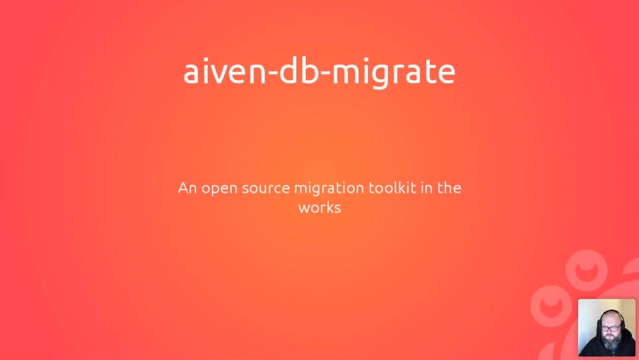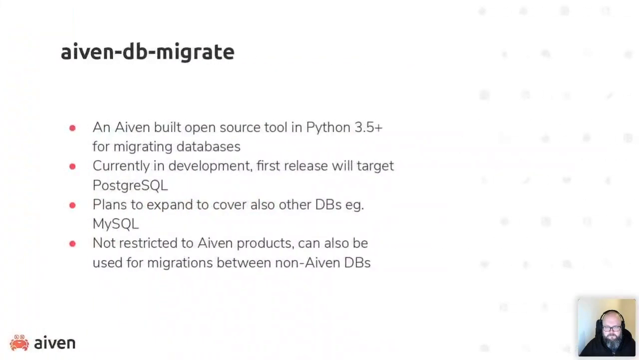Now, before ending the presentation, a few words about Aiven DB Migrate, an open source migration toolkit in the works. It is an Aiven-built open source tool written in Python. It is currently in development, and the first release will target PostgreSQL. There are plans to expand to cover also other databases, for example, MySQL. It is not restricted to Aiven products and can also be used for migrations between non-Aiven DBs if you want.